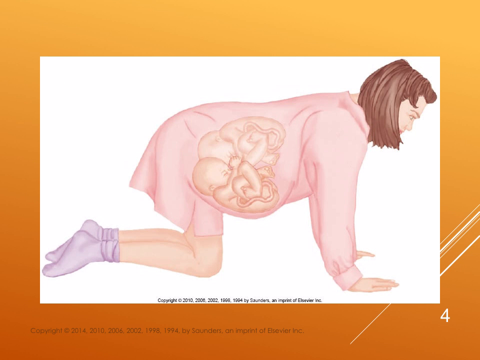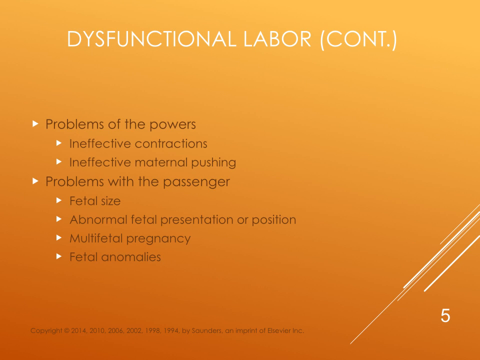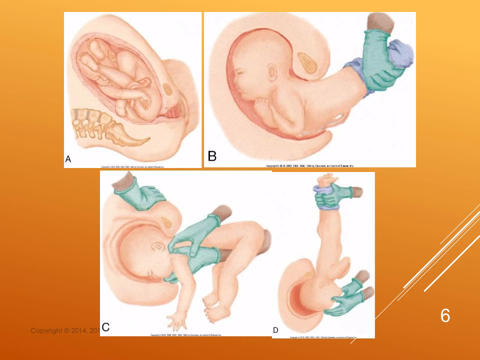Slide 4, we can see mom on her hands and knees and 2 fetuses there in this illustration. Problems of the powers include ineffective contractions, which we discussed previously, as well as the maternal pushing factor. Other problems with the passenger include fetal size, abnormal fetal presentation or position, which can affect a baby's ability to be born vaginally, multifetal pregnancies, as well as fetal anomalies that might affect delivery.